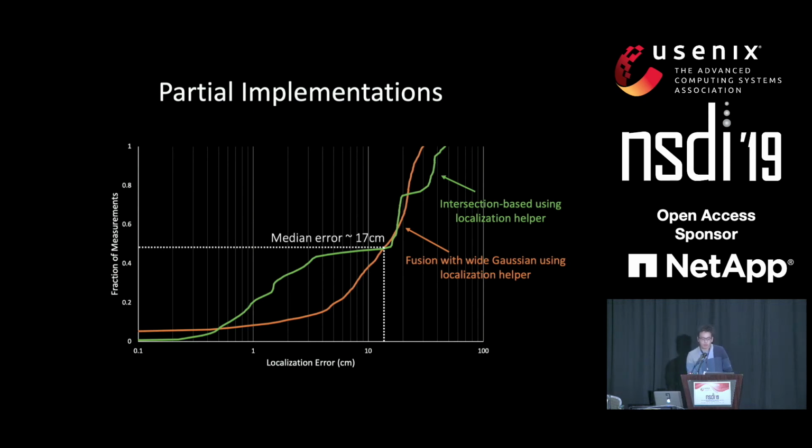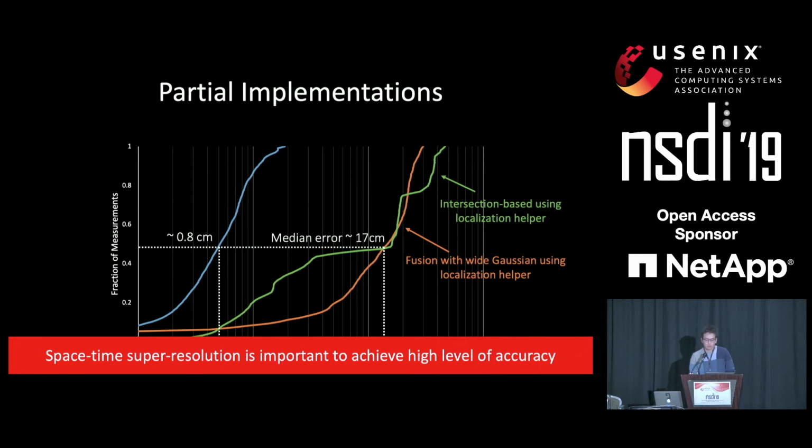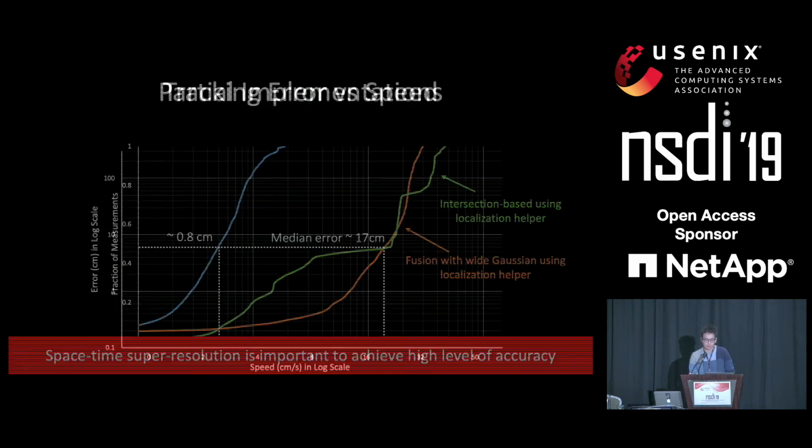We can see that with the localization helper, we can achieve a median error of about 17 centimeters. However, only with the space-time super-resolution are we able to achieve the median error of 0.8 centimeter. This means that space-time super-resolution is very, very important to achieve this high level of accuracy.